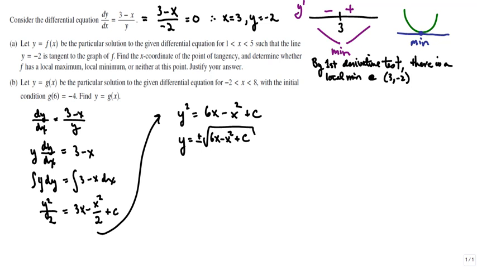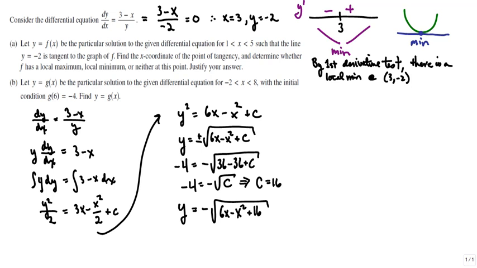Now I'm going to plug in my initial value, although I could have done it earlier as well. So when I plug in x equals 6, I get 36 minus 36 plus c. And since that has to come out to be negative 4, I only use the negative value there outside of the square root. And so c is going to be 16. And that does it for this problem.